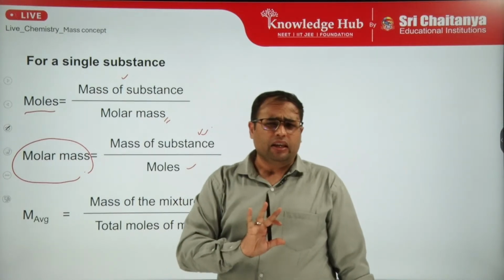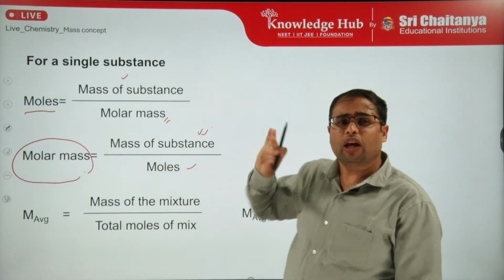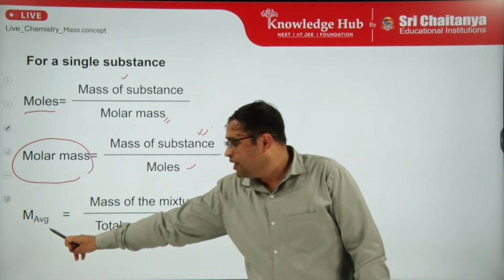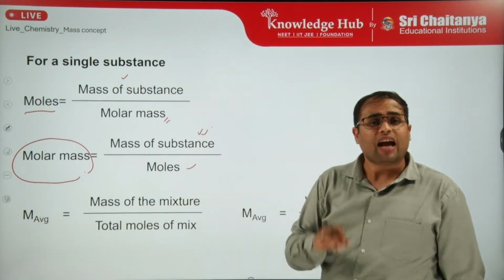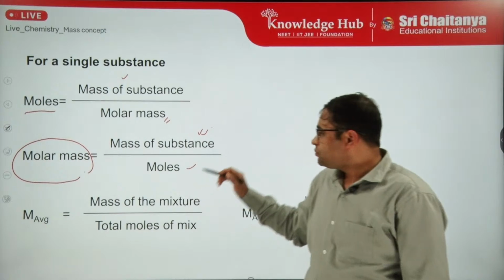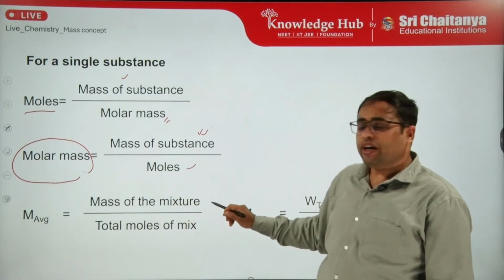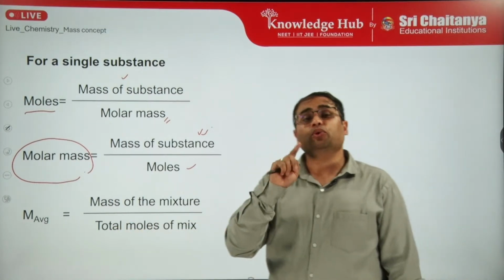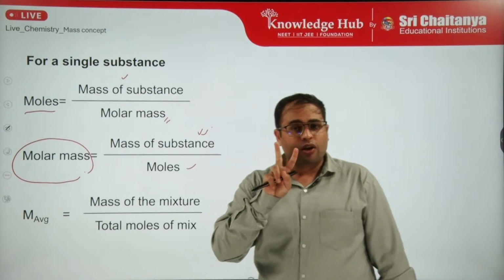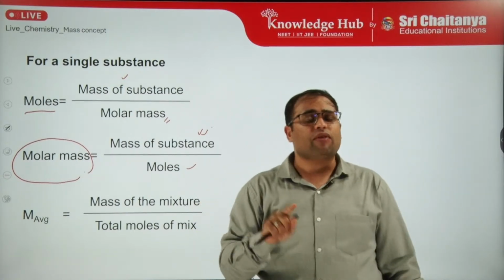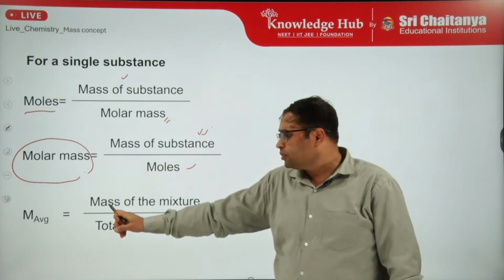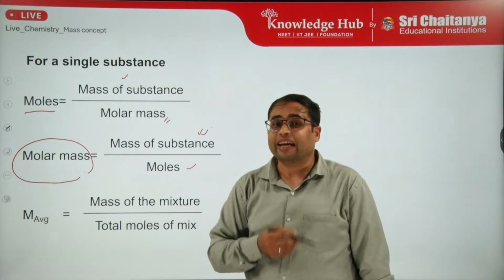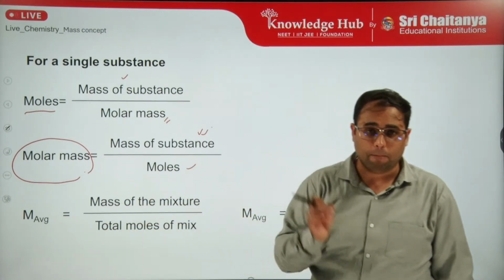Now simply transform this equation into an equation of average molar mass. If you see here carefully, we have M average. This is nothing but average molar mass, and in the numerator we have mass of the mixture divided by total moles of the mixture, because now we do not have a single substance, we have two. We have Cl35 and Cl37, so it is a mixture. So total mass of the mixture divided by total moles of the mixture gives us the average molar mass.